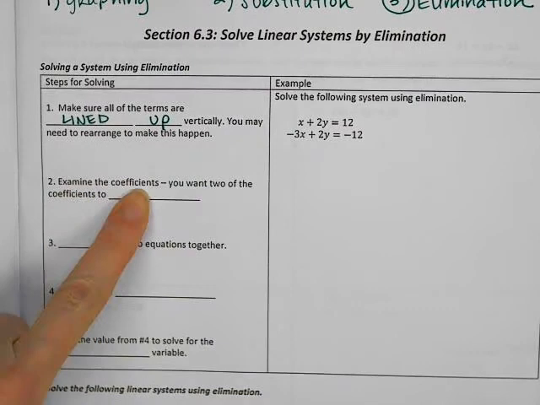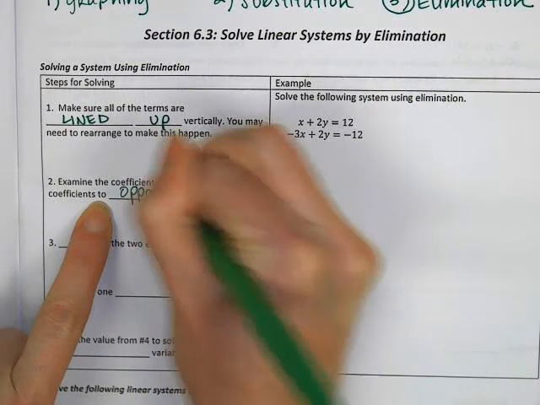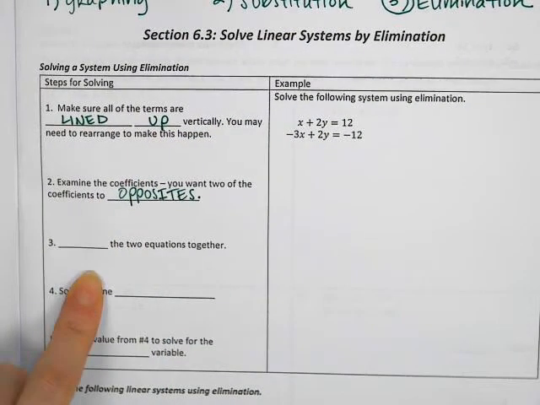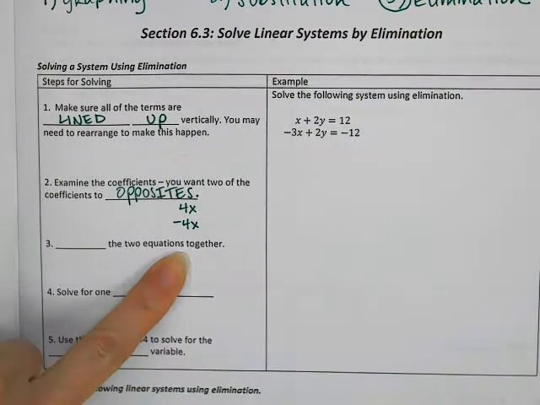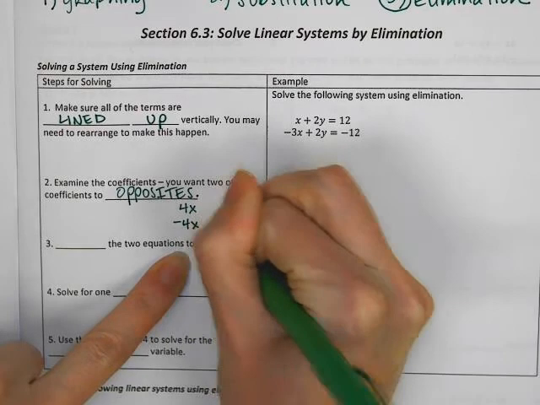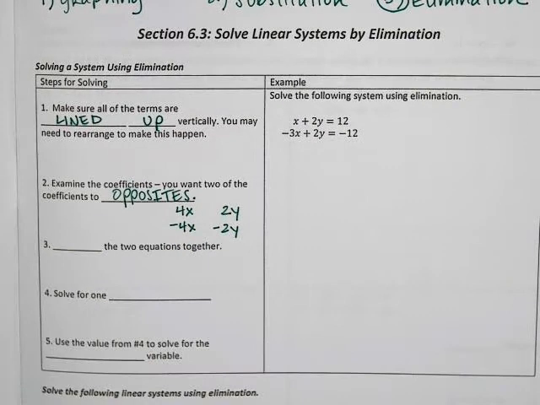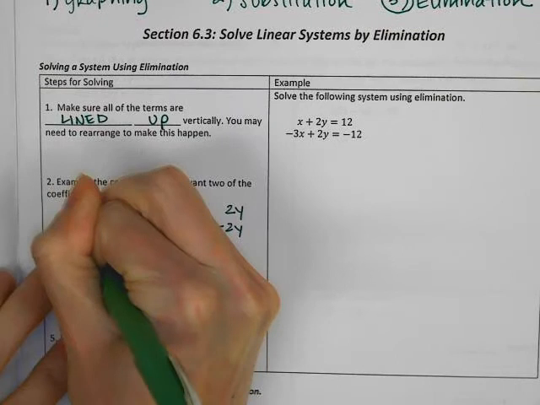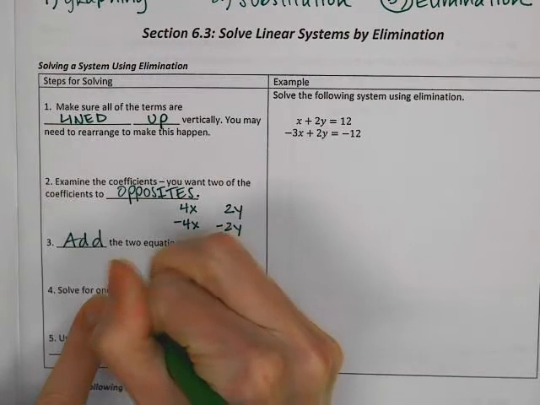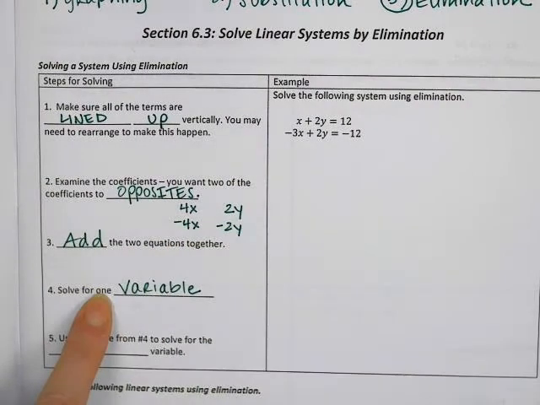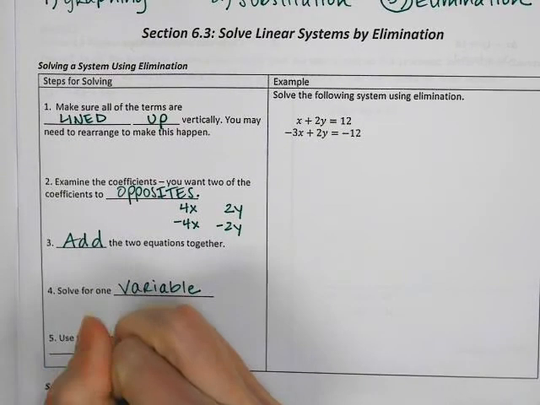Then examine the coefficients. You want two of the coefficients to be exact opposites. What do I mean by opposites? 4x and negative 4x. Those would be opposites. 2y and negative 2y. Those would be opposites. So you need one of these to be opposite. Then what you do is add the two equations together. And then you solve for one variable. And then you use that value of that variable to solve for the other variable.